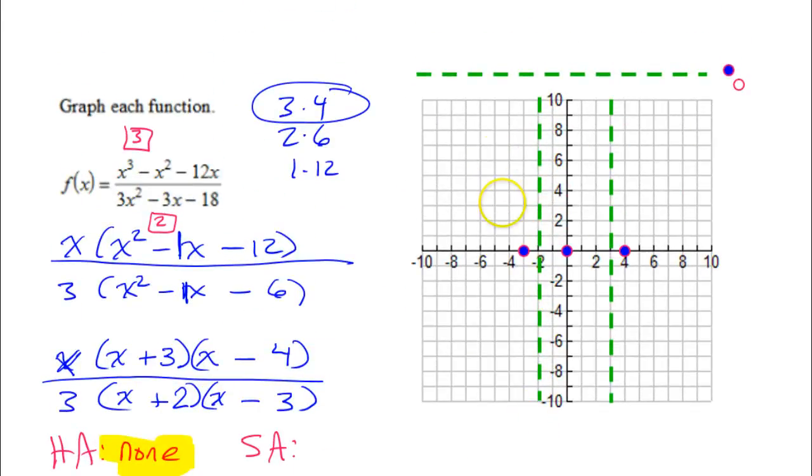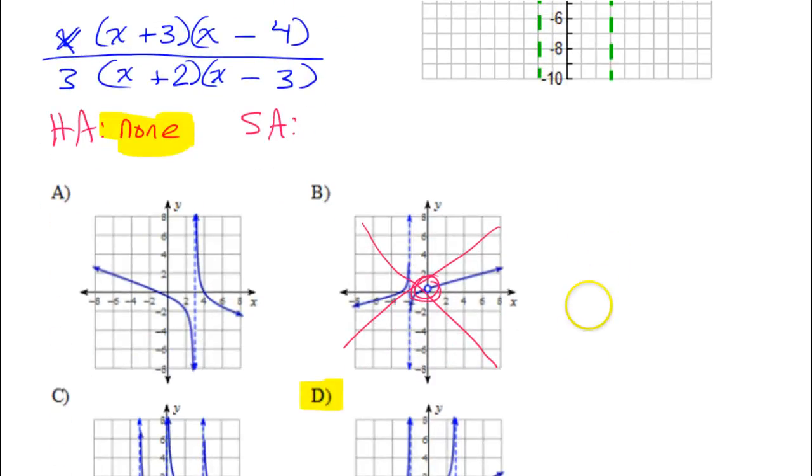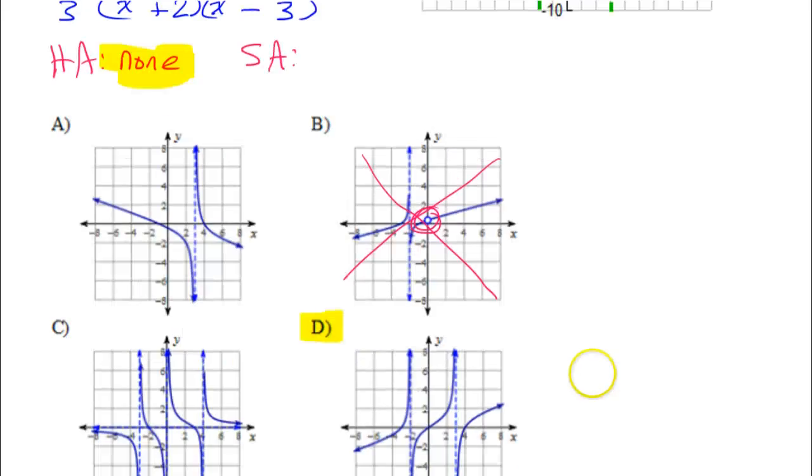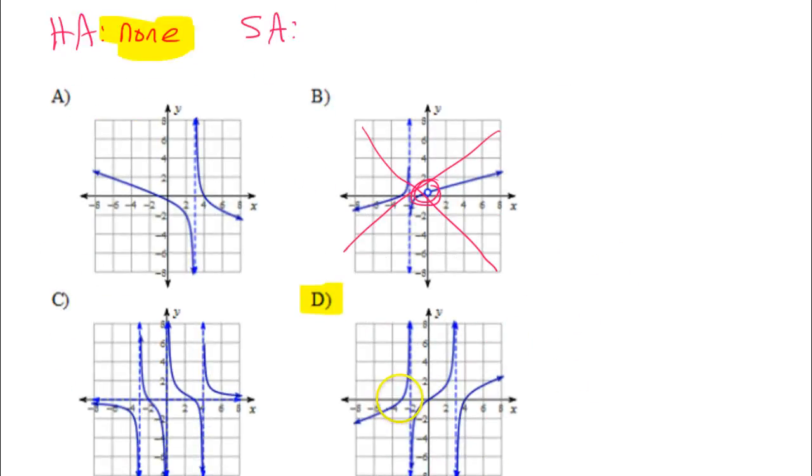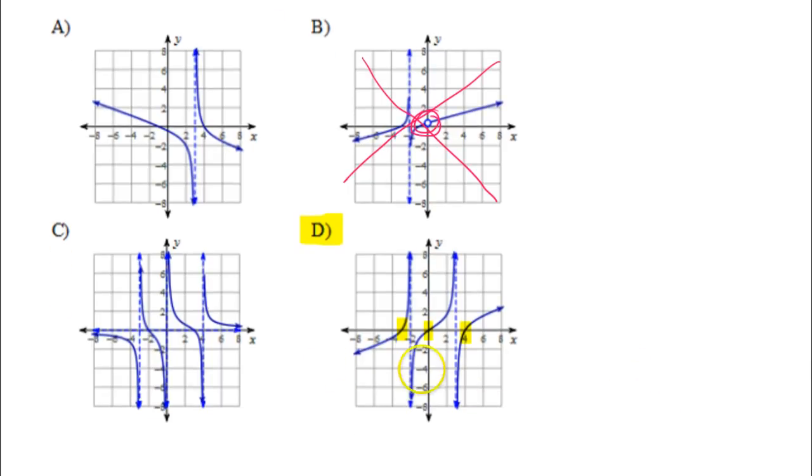Okay, and with the points that we have, those x intercepts, those even match. So we have an x intercept at negative 3, 0, and 4. So D matches up everything, so we already have enough information to know that it's going to be D.